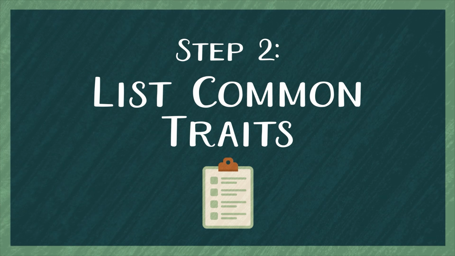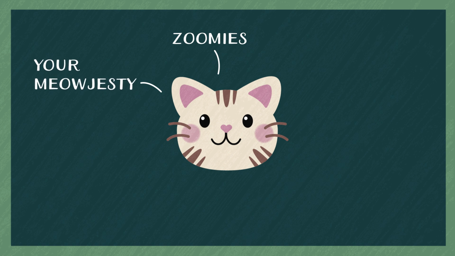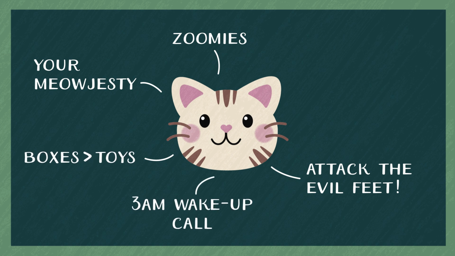Once you have your subject, think about what makes it interesting. What do they typically do that could be funny, relatable, or surprising? For cats, I brainstormed common behaviours, so things like getting zoomies, thinking they're the king or queen of the house, randomly attacking feet, loving boxes more than expensive toys, waking up in the wee hours, and demanding the door be opened only to sit defiantly once it has.